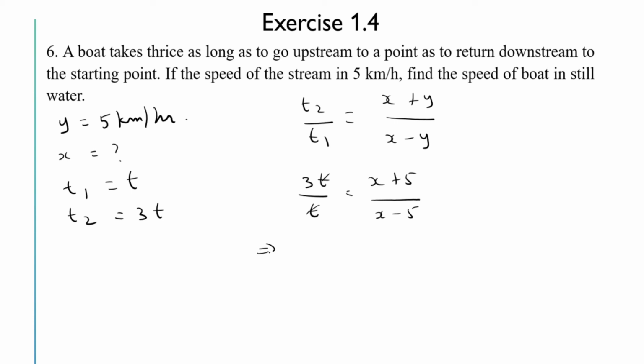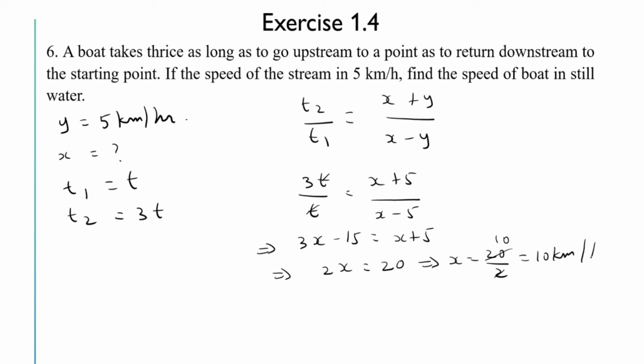Let us cross multiply. We get 3x minus 15 is equal to x plus 5, or 3x minus x, 2x is equal to 5 plus 15, that is 20. So from this we get x is equal to 20 by 2, which is equal to 10 kilometers per hour. So the speed of the boat in still water is 10 kilometers per hour.